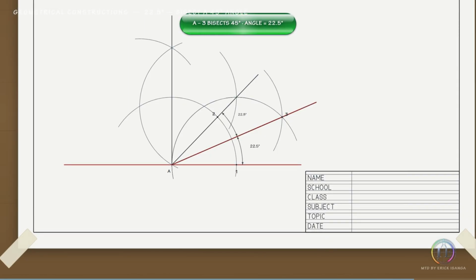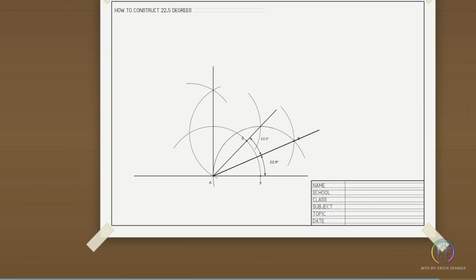The angle at A is 22.5 degrees, half of 45. And that completes the construction of 22.5 degrees, from 90 to 45 to 22.5.